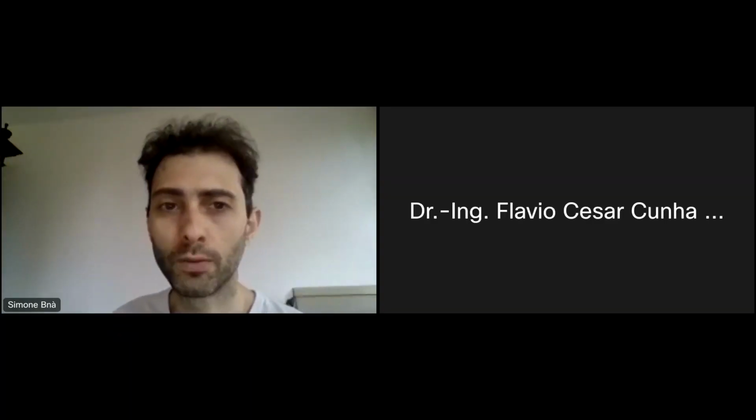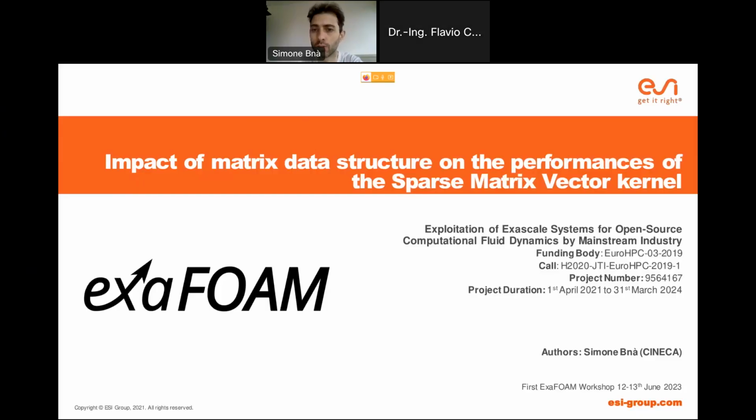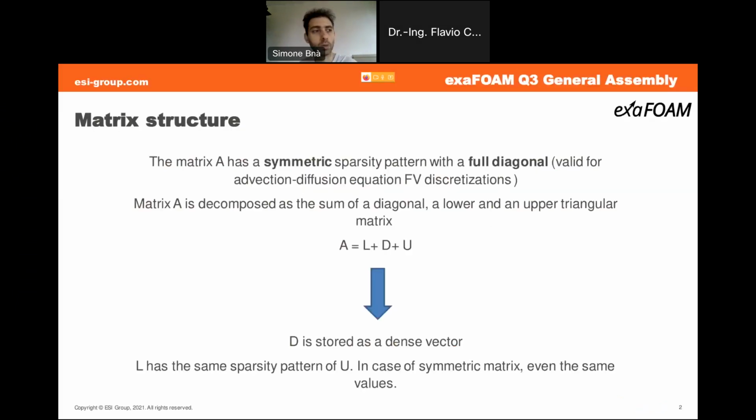This is the impact of the matrix data structure on the performance of the sparse matrix vector kernel. Basically, this presentation is a collection of the results we achieved in task 3.1 of the exaFOAM project. The partners involved in this task are three: CINECA, which is the leader, BSC, Barcelona Supercomputing Center, and NTUA.